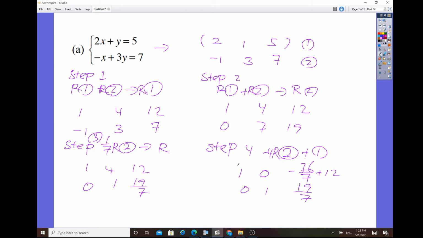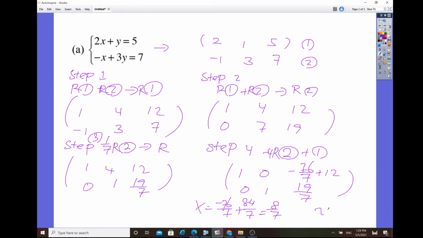So basically this one, the one that you find out here, and guess what that is? The value of x and y. So for x, what is that equal to? It's negative 76 over 7 plus 12. So 7 times 12, 84. Negative 76 plus 84. Then that'd be 8 over 7. And then for y, which is 19 over 7.